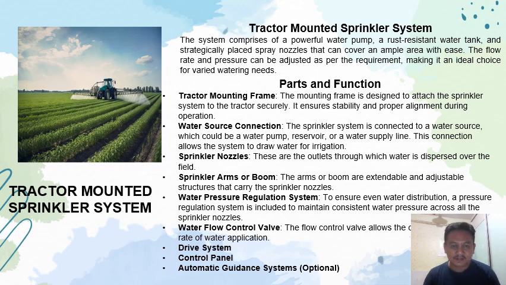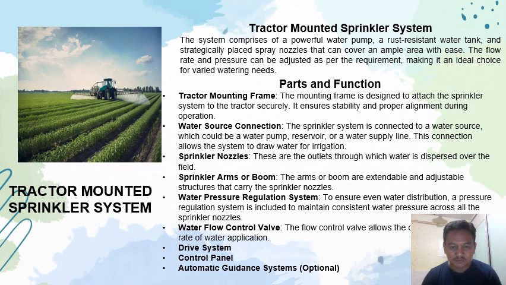Parts and function. Tractor mounting frame: the mounting frame is designed to attach the sprinkler system to the tractor securely. It ensures stability and proper alignment during operation. Then water source connection: the sprinkler system is connected to a water source, which could be a water pump, reservoir, or a water supply line. This connection allows the system to draw water for irrigation.